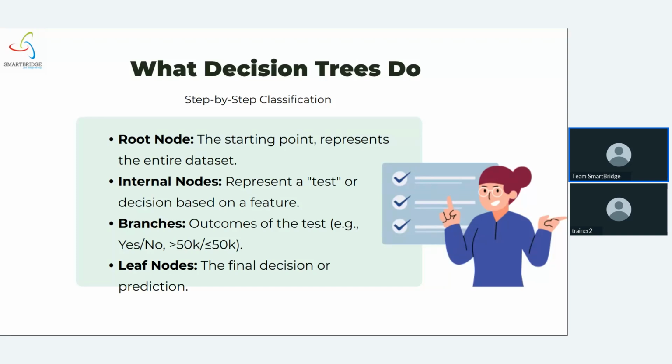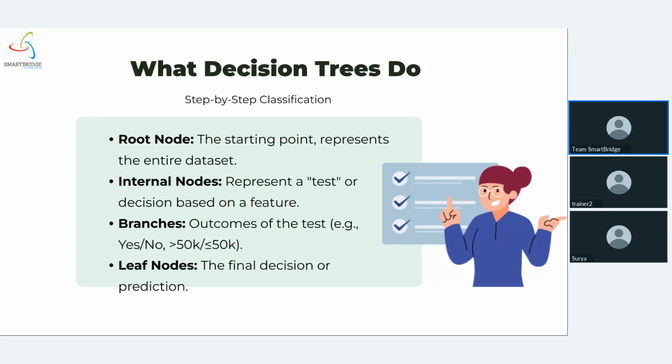So what is a decision tree? What are the components of a decision tree and everything? So what we'll be doing is, we'll be having a root node first of all. So we'll be having a root node. This is the first thing.